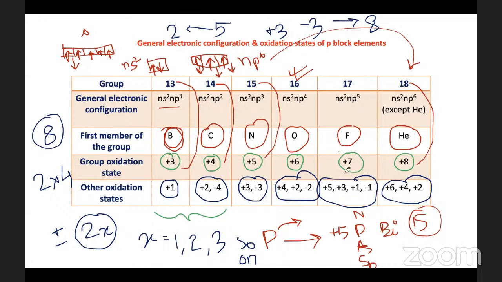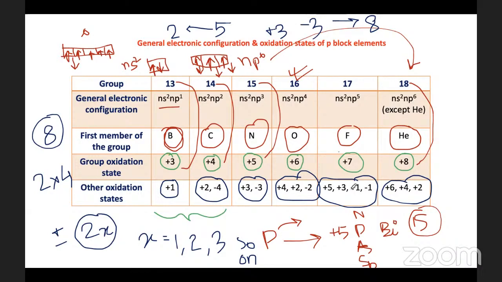You can apply the same rule here also. For group 17, the most common oxidation state is +7. If we subtract 2, it is +5. Subtract 2 more, it is +3. Subtract 2 more, it is +1. And subtract 2 more, it is -1.